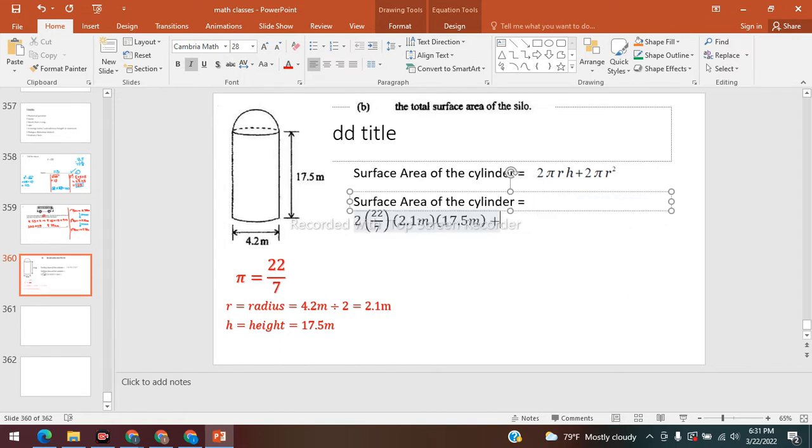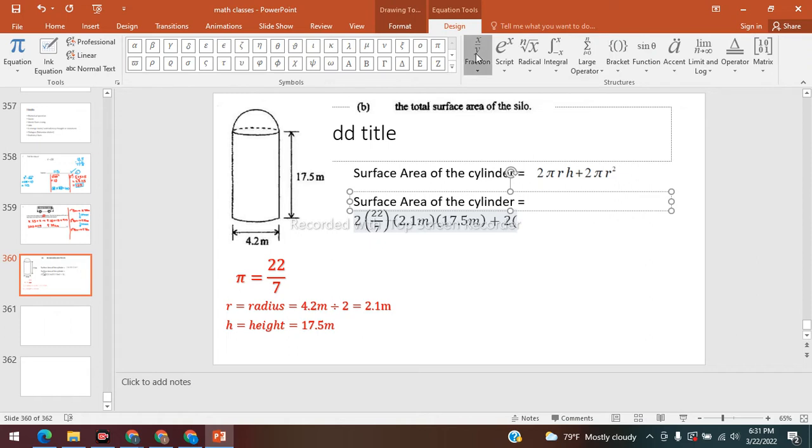plus what? 2 again, right? Times pi. Pi is 22 over 7. Multiplied by r squared. R is 2.1 meters, squared.